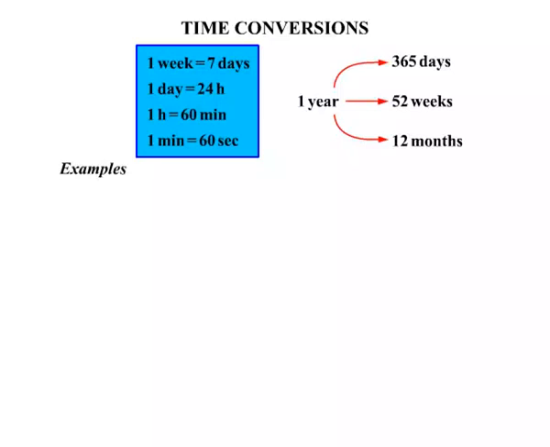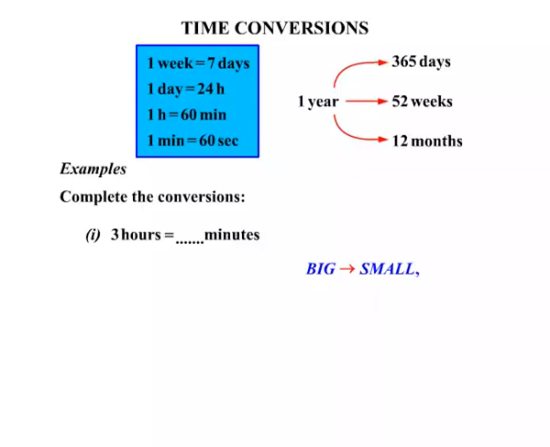Let's look at some examples. We're asked to complete the conversions. Firstly, 3 hours equals how many minutes? Well, just with any conversion, just remember if we're changing something big, some unit that's big, to something smaller, we multiply. And the reverse, if we're changing something small to something bigger, we are going to divide.